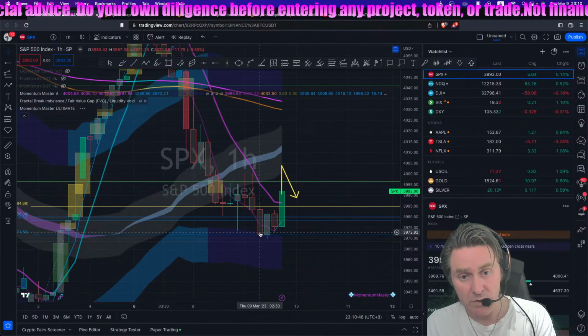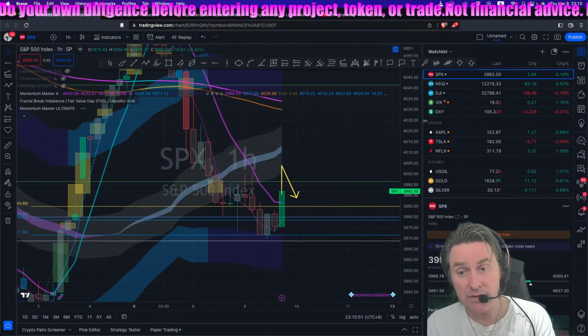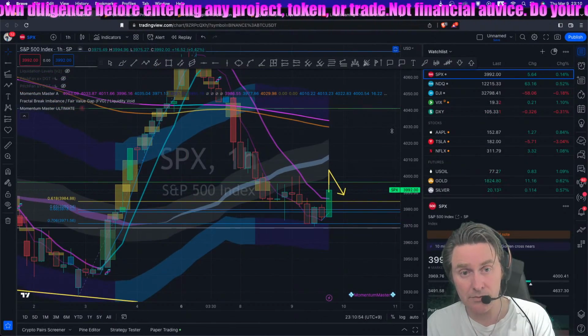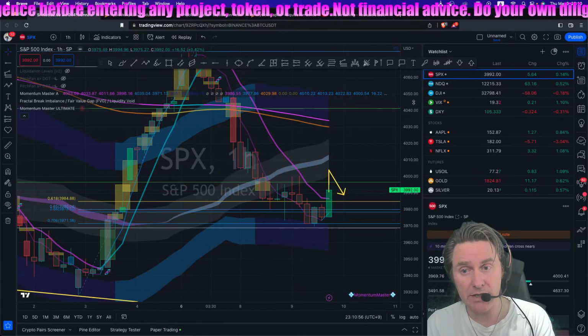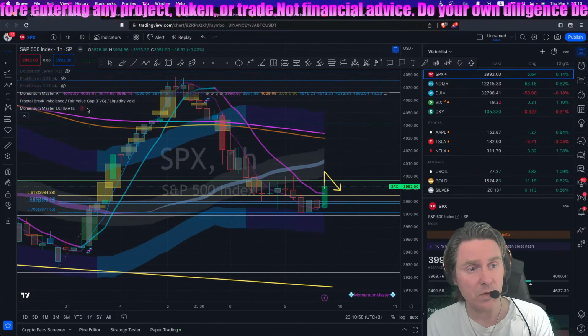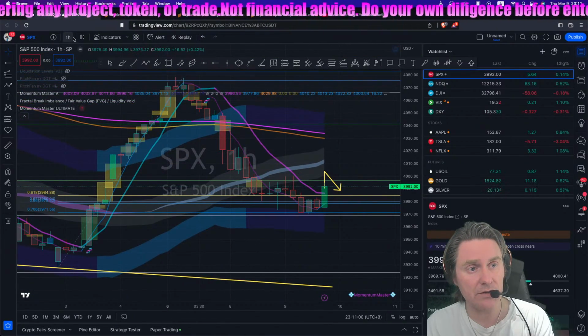We broke through it, bearish retake, continuation to the downside in that regard. We're beneath the adaptive and the weighted here on the hourly. Why is my ultimate not loading? Not sure.